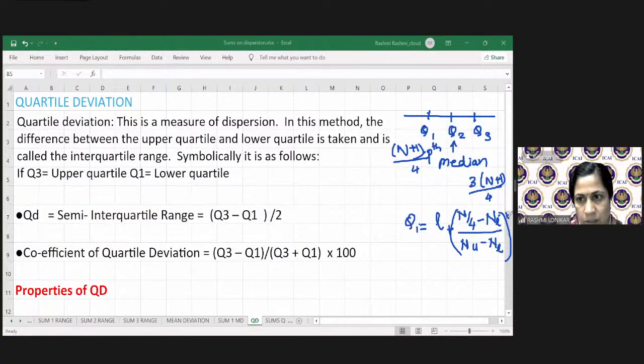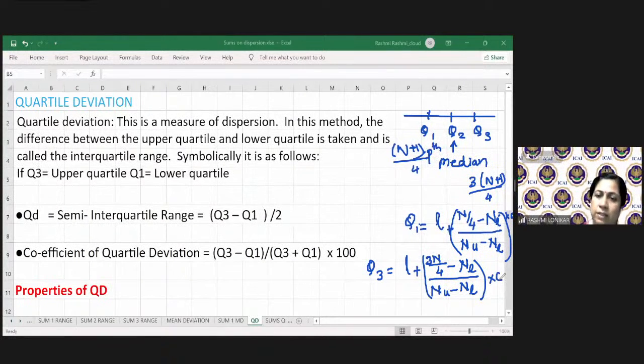Okay, into C. और Q3 के लिए क्या था? Q3 के लिए होता था L, that is the lower class boundary, plus 3n upon 4 minus NL upon NU minus NL. Okay, all this multiplied by C, where C is the class width. Okay, so I've revised your quartiles also.